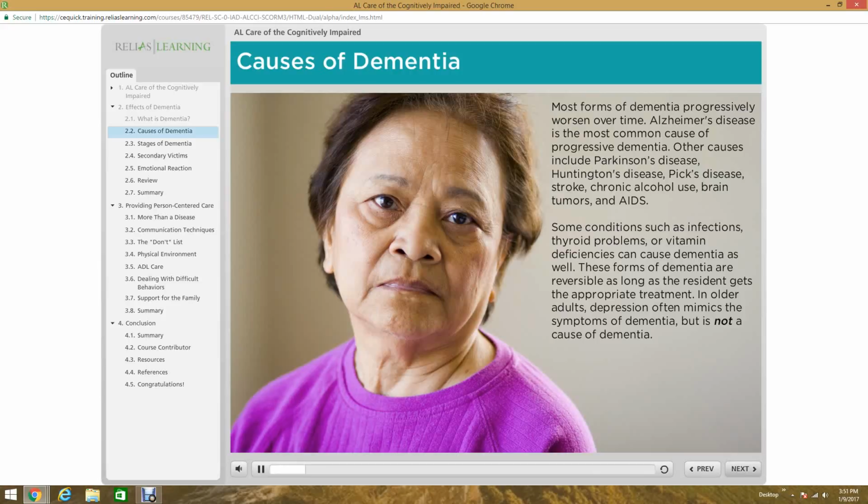Causes of dementia. Most forms of dementia progressively worsen over time. Alzheimer's disease is the most common cause of progressive dementia. Other causes include Parkinson's disease, Huntington's disease, Pick's disease, stroke, chronic alcohol use, brain tumors, and AIDS. Some conditions such as infections, thyroid problems, or vitamin deficiencies can cause dementia as well. These forms of dementia are reversible as long as the resident gets the appropriate treatment. In older adults, depression often mimics the symptoms of dementia, but is not a cause of dementia.